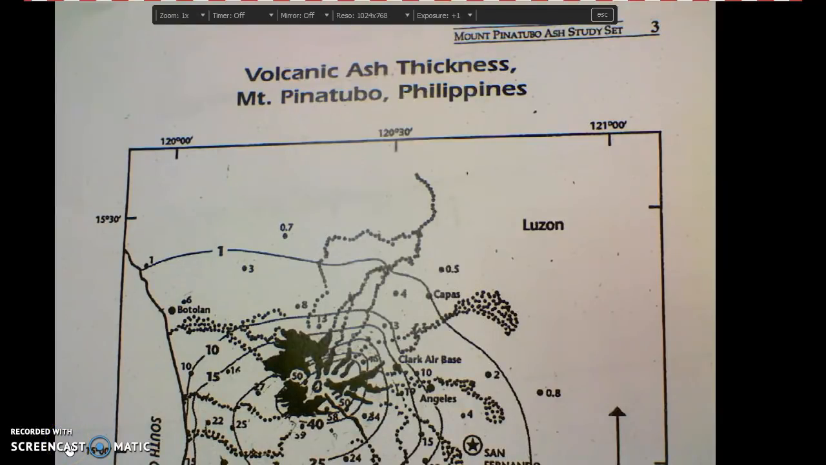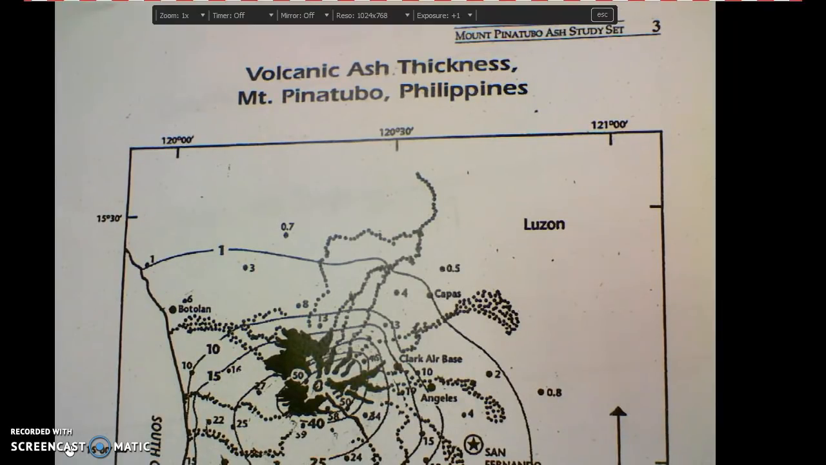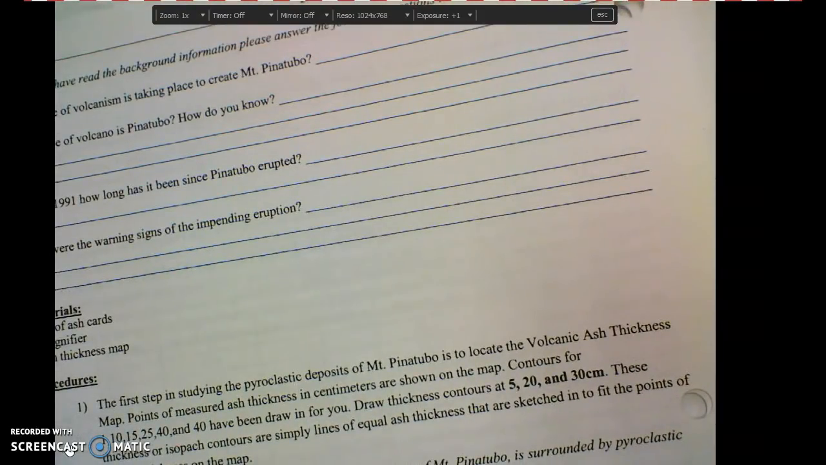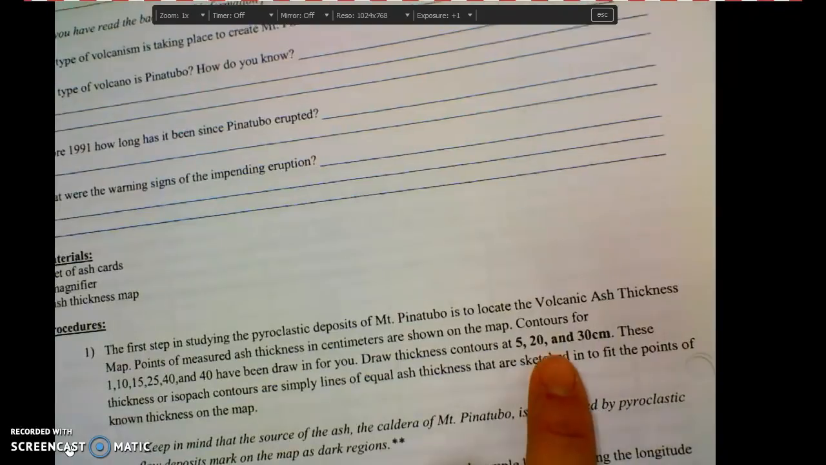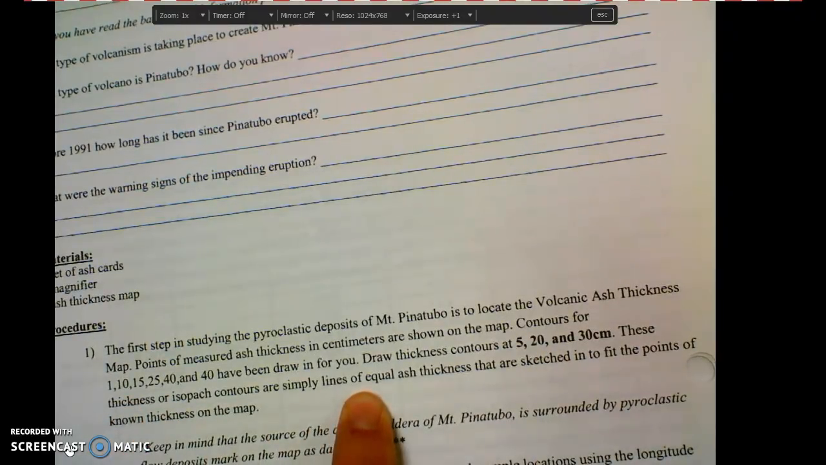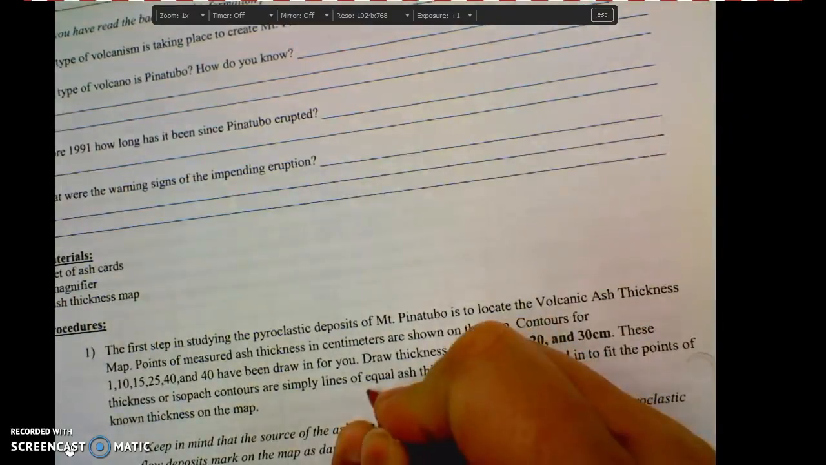Now that you have read the background information for the Mount Pinatubo case study, we're going to start on the procedures. The first step of the procedure is working with the ash thickness map that you see on the screen in front of you. If you take a look at your procedures, what you're going to be doing is drawing in the missing contour lines, just like the contour lines you saw on the topographic maps from earlier in the unit. These maps for Mount Pinatubo don't show elevation, they show the thickness of the ash.